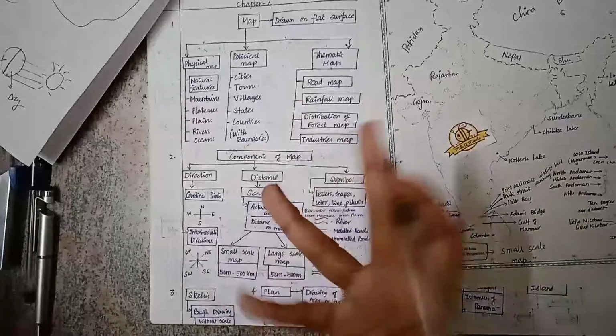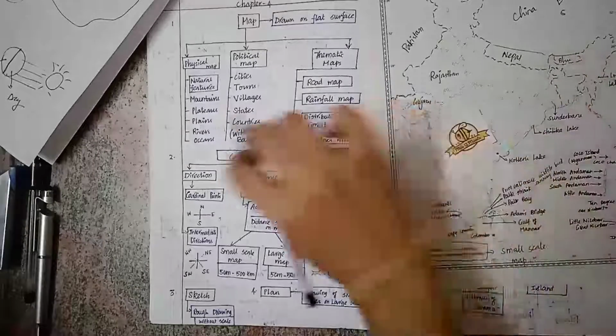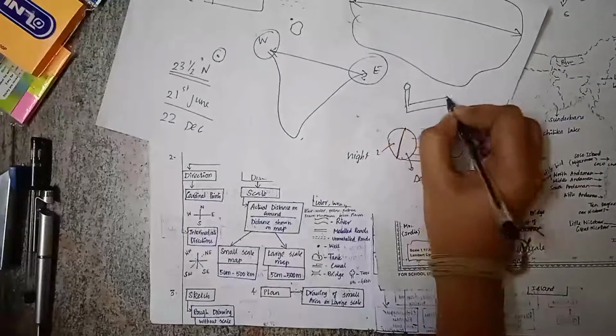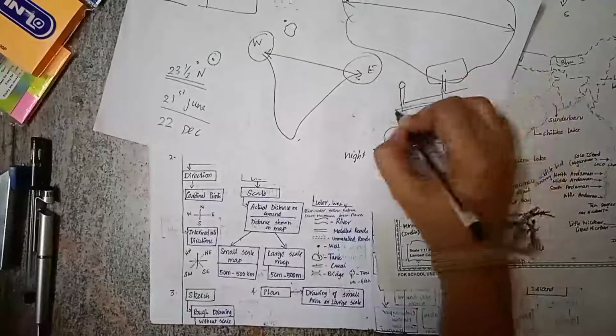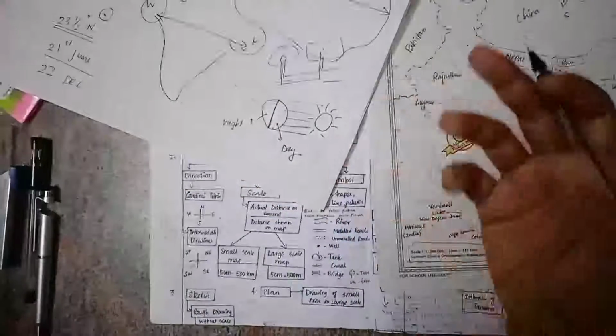Then we have a sketch. What is a sketch? If you want to show where your home is located, you will draw a rough diagram for your home. Say this is your home, this is a street, this is a street, this is a street, and this is the bus stand. So from the bus stand, this is the way to my home. You will draw this and give it to your friend. This rough drawing is what is called a sketch.